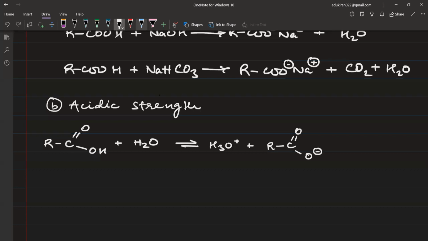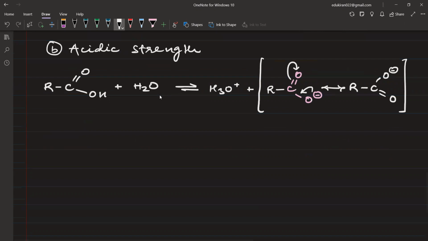Now, if you look at this, it is a case of resonance: A double bond, B single bond, C with a negative charge. Starting from the electron rich negative charge towards this bond, the pi bond will break and become the negative charge. So you have a resonating structure like this, R, C, O negative, and double bond O. Due to this resonance, this carboxylate ion is stable, and carboxylic acid can dissociate in water to give a resonance stabilized conjugate base and the H3O plus ion. That is why we say that carboxylic acid is acidic in nature.